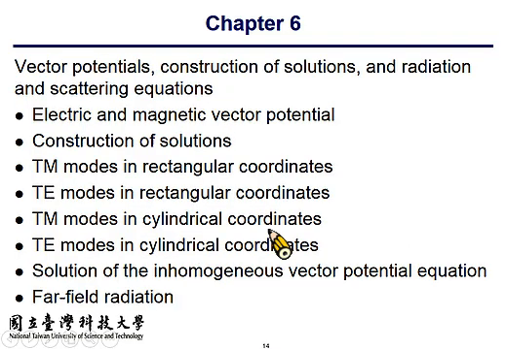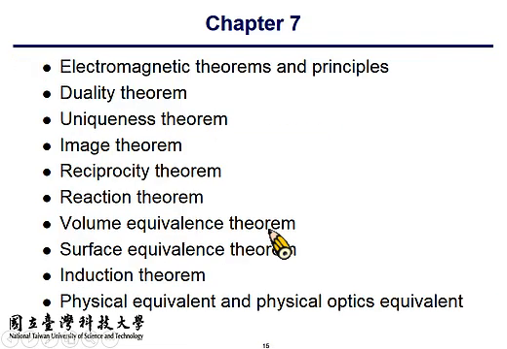And in chapter 6, we will introduce an important concept, the vector potential. We will try to use the vector potential to construct the solution for electromagnetic wave propagation. This is very important for antennas, to know the antenna's radiation properties in the far field. The vector potential is the most useful tool you can have for this. And we will discuss different kinds of electromagnetic wave modes, such as TM modes and TE modes. In chapter 7, we will review important electromagnetic theorems and principles, including the duality theorem, uniqueness theorem, image theorem, reciprocity theorem, etc. We will see as we proceed to that part of the course.